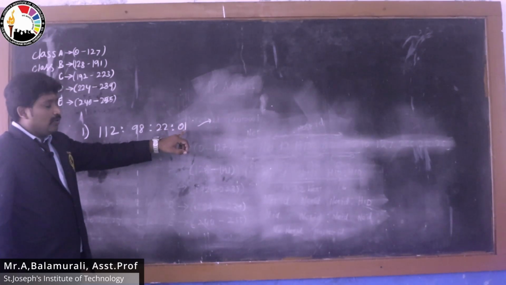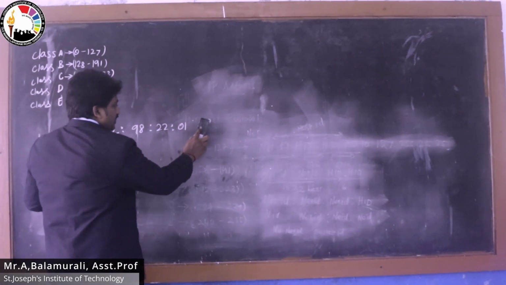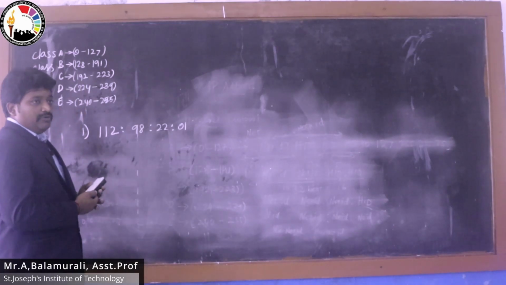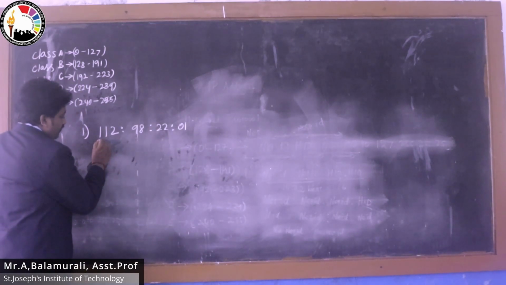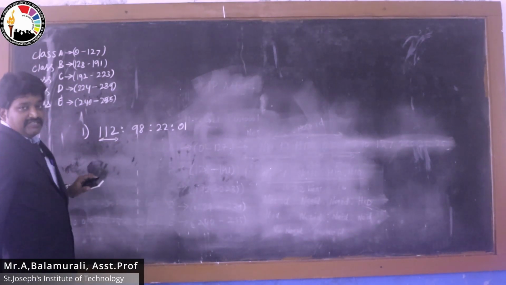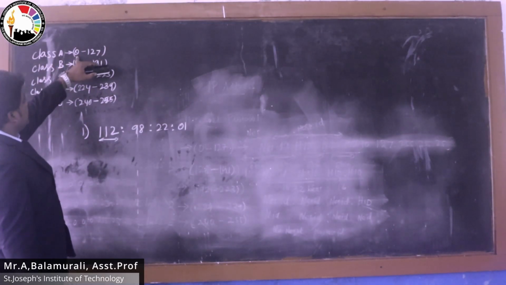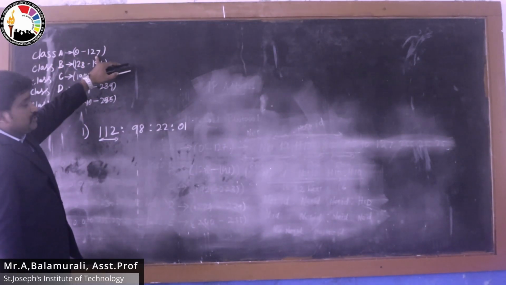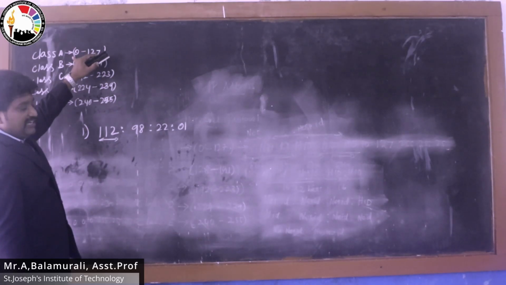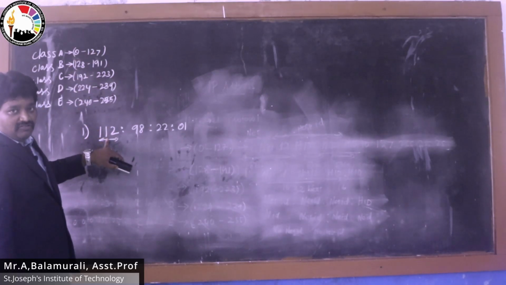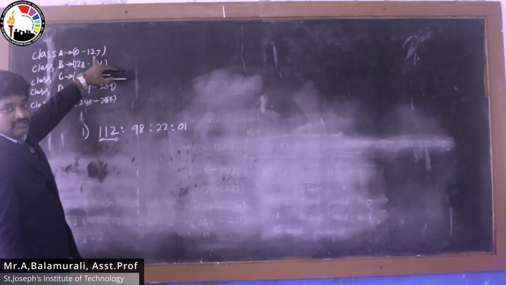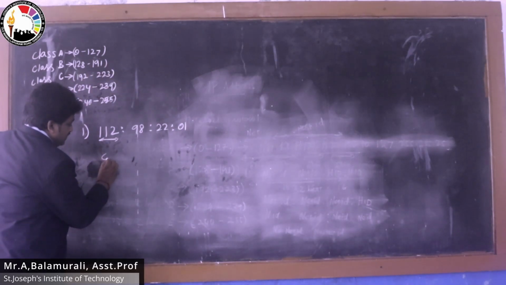Okay, so 112.98.22.01, this is the overall decimal value. Now you will check the class type. So how are you going to check it? First you will check the first partition. The first partition number here is 112. So 112, what is the first range? 0 to 127. So this is the range of Class A. That number is in between that range. 112 means 0 to 127. So this one is the Class A range.